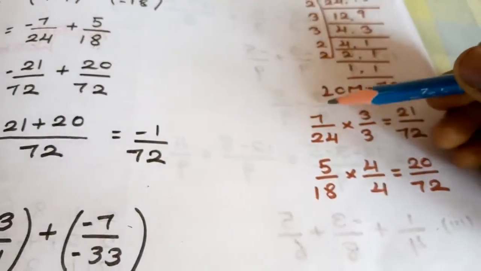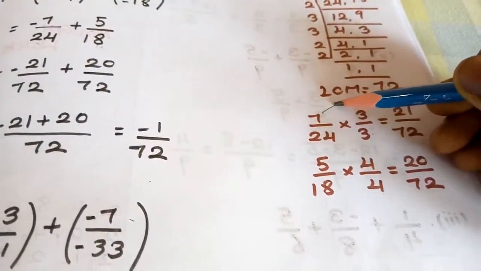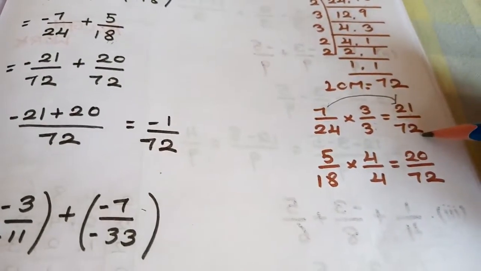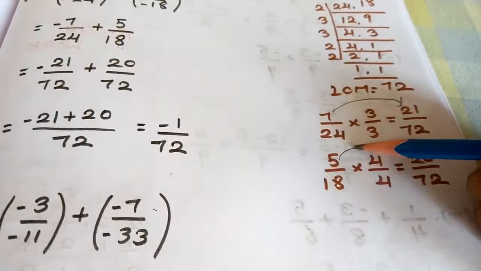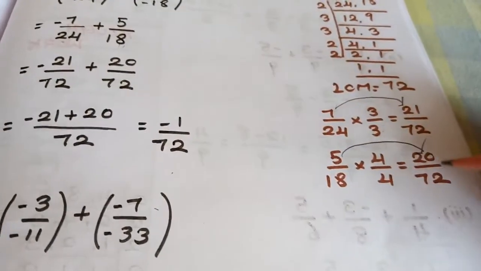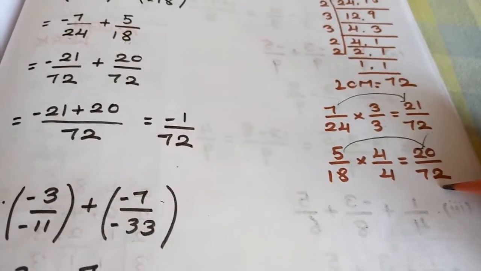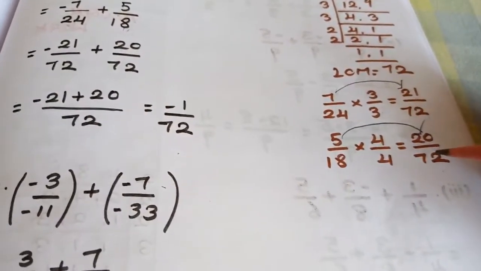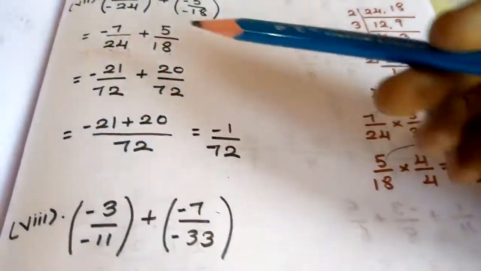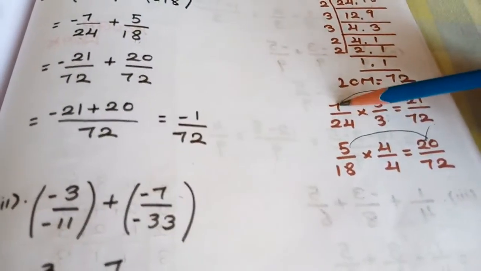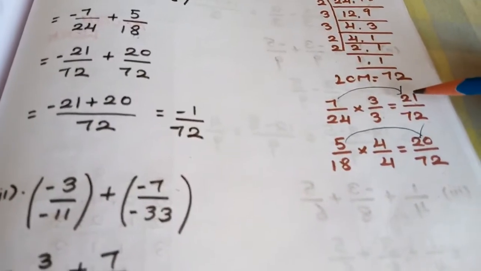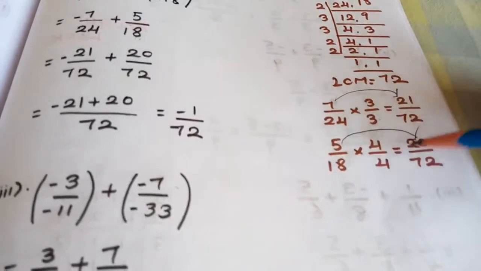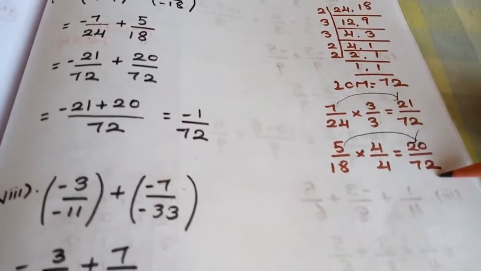In this case, I am converting 7 by 24 rational number as 21 by 72 and 5 by 18 rational number as 20 by 72. So what is the use of converting this rational number is to make the denominator same. After converting, you're going to bring the number to this place. In place of 7 by 24, I'm going to replace 21 by 72. And in place of 5 by 18, I'm going to replace the value as 20 by 72.